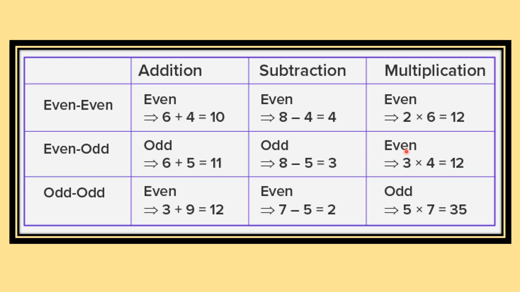But in multiplication, if you multiply one even number and one odd number, you will get an even number. And if you add two odd numbers, you will get an even number. Here 3 is an odd number and 9 is an odd number, so you will get 12, that is an even number. And similarly for subtraction, if you subtract one odd number from another odd number, you will get an even number. But in multiplication, if you multiply two odd numbers, you will get an odd number, that is 35.